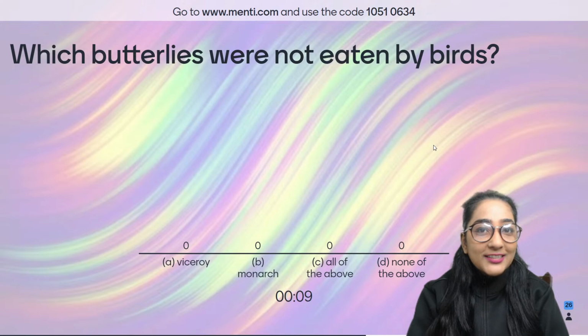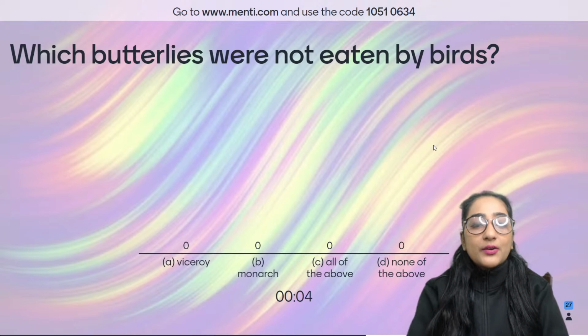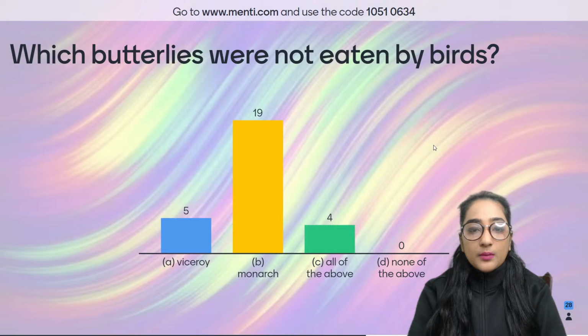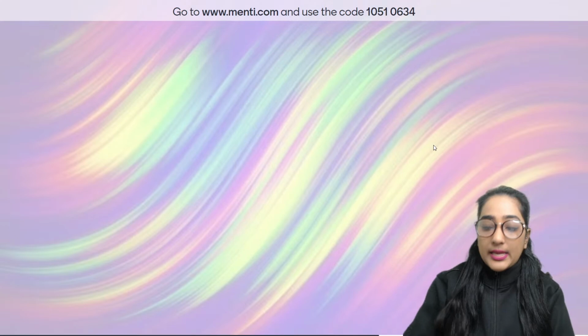What exactly is the right answer? 6 more seconds for all the dearies out there, and tell me the correct answer, please. Here we are. Time is up. Everybody voted monarch. Okay, that is very right. Very good. Let's have a look at the leaderboard.